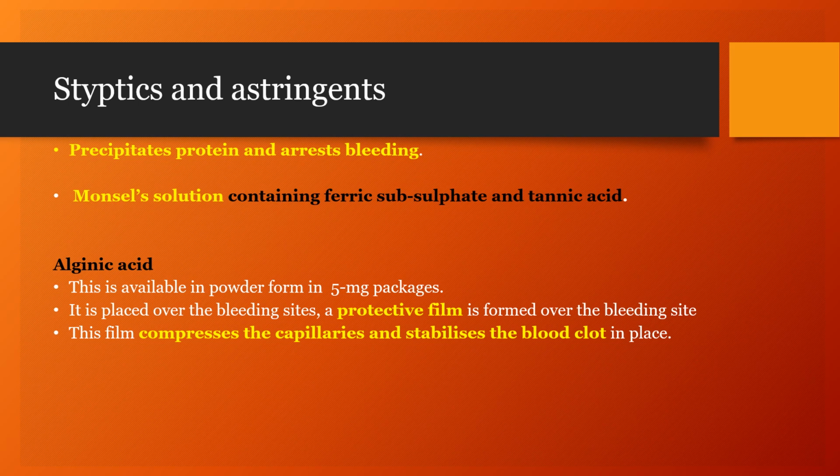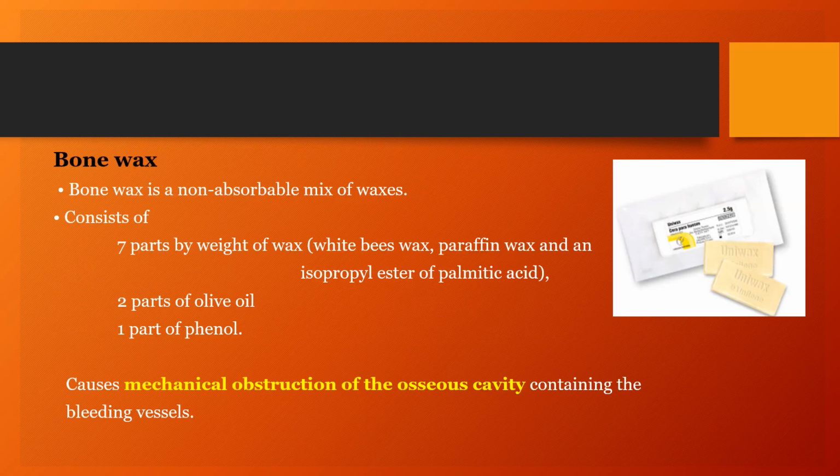Styptics and astringents precipitate protein and arrest bleeding. Monsel's solution contains ferric subsulfate and tannic acid. Alginic acid is available in powder form in 5 mg packages. It is placed over the bleeding site. A protective film is formed over the bleeding site. This film compresses the capillaries and stabilizes the blood clot in place.